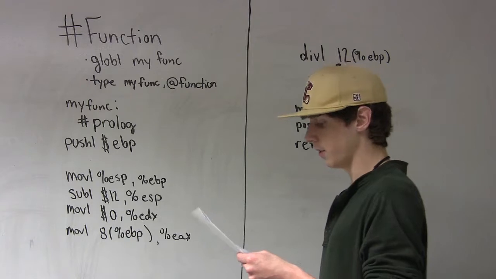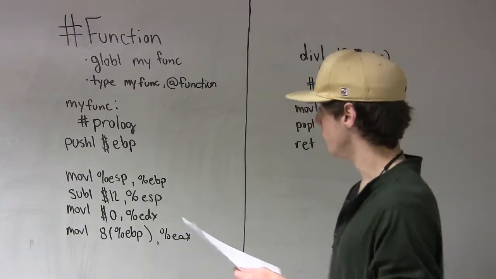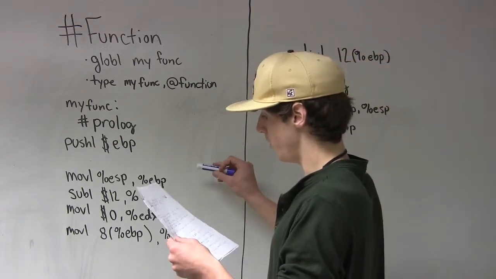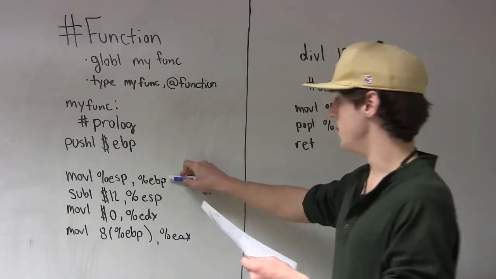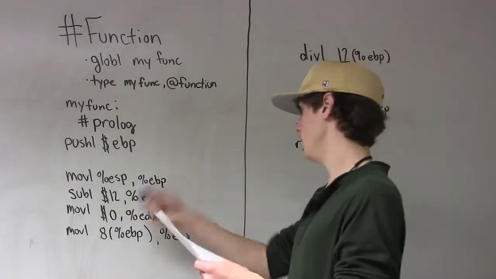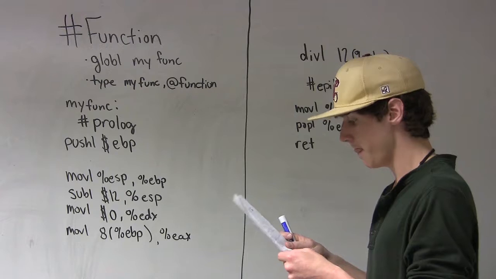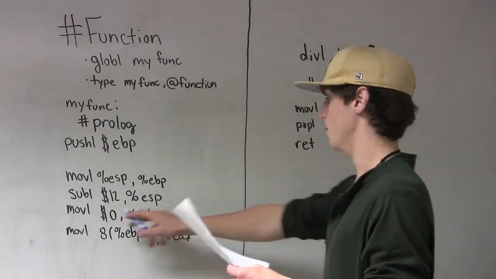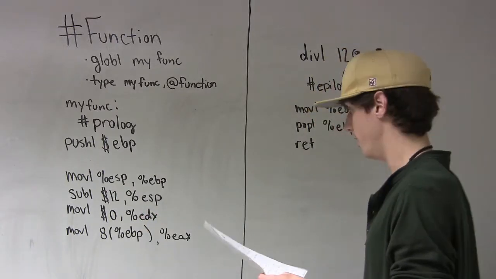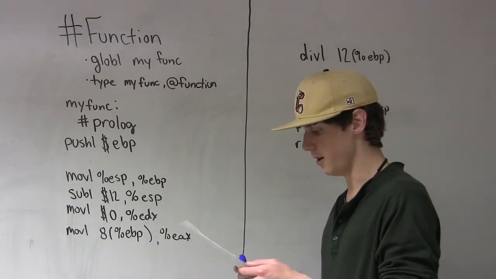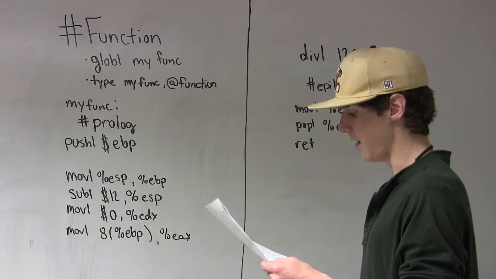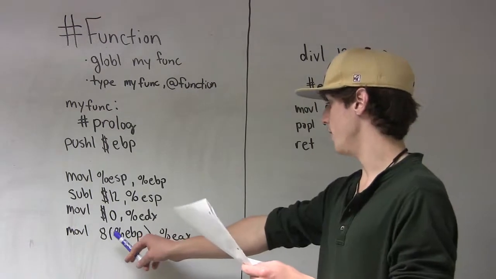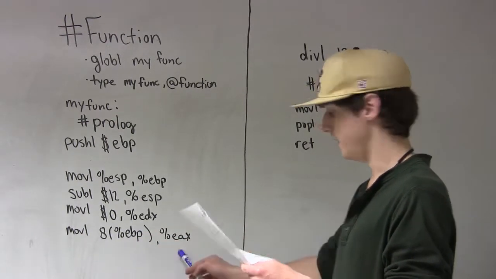Now we need to get space for the local variables, so we're going to move ESP into EBP, and then we're going to subtract 12 from ESP. And then we have to clear the D register for division, so we're going to put 0 in the D register to make sure there is a 0 there. And then we're going to set the dividend in the A register by moving 8 bytes from the base pointer into the A register.